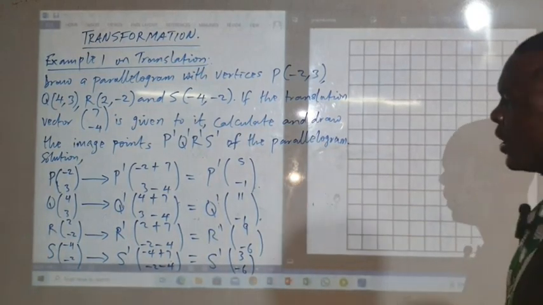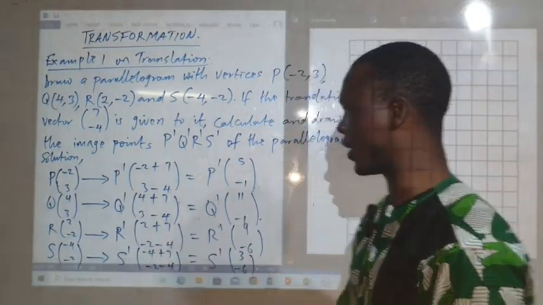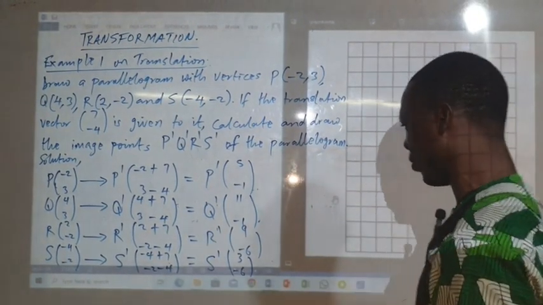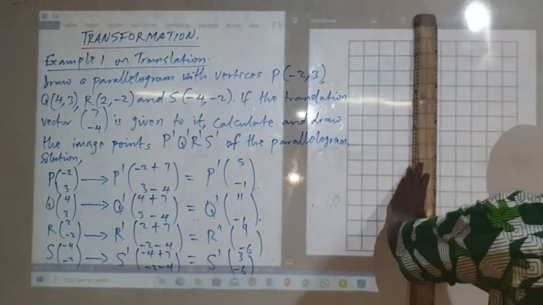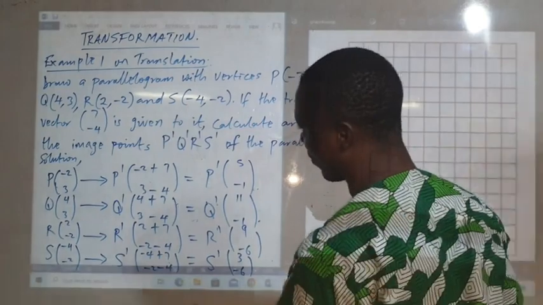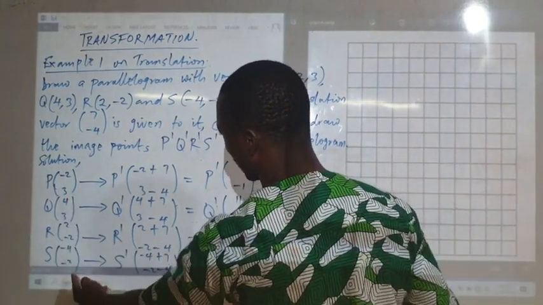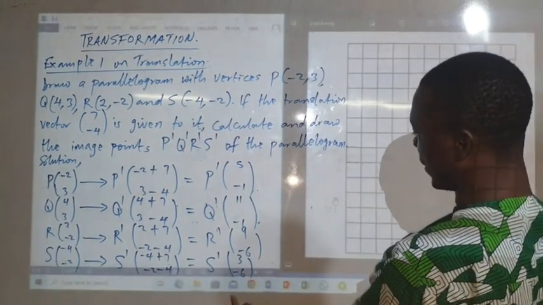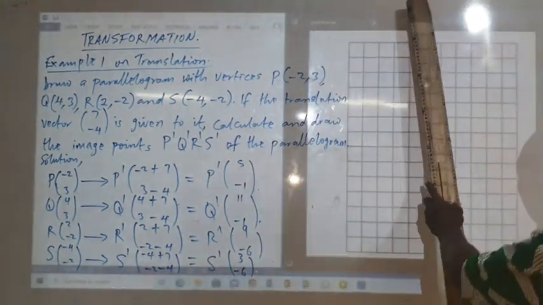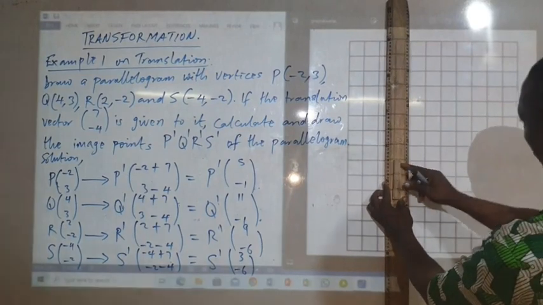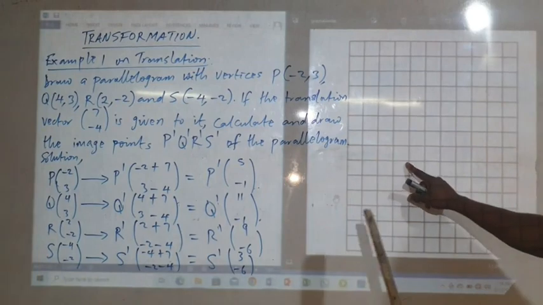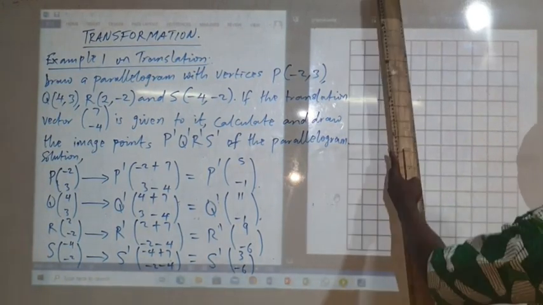And before we do that, check the minimum value of x and the maximum value of x, then minimum value of y and maximum value of y. So form your xy plane. So it seems we have minus 4 as the least value of x. So we move to the left side of the graph. So 1, 2, 3, 4.